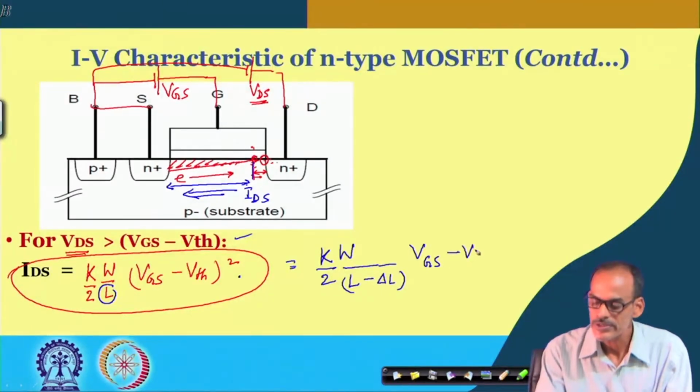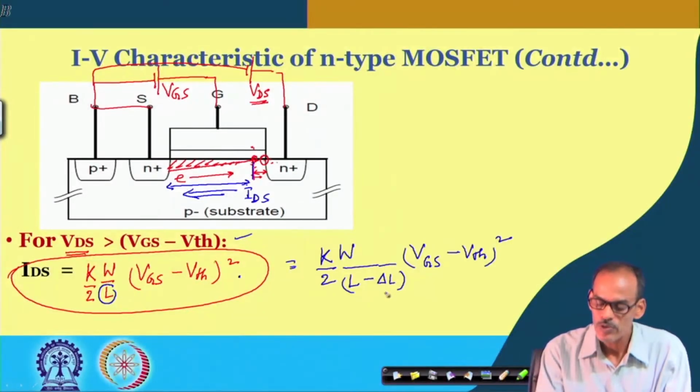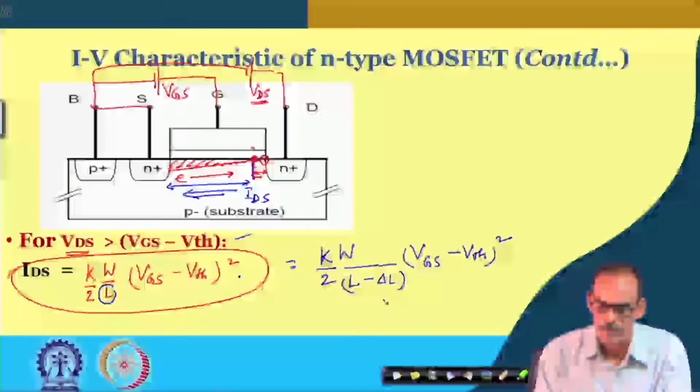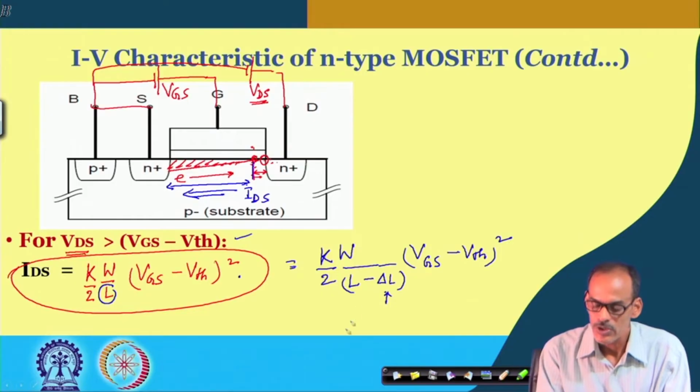So, VGS minus VT square. Then you may say that okay, I do have delta L, and how do I express it from outside? Of course, this delta L is getting created by this VDS. So naturally this delta L is a function of VDS. So, we may write this L minus delta L like this.